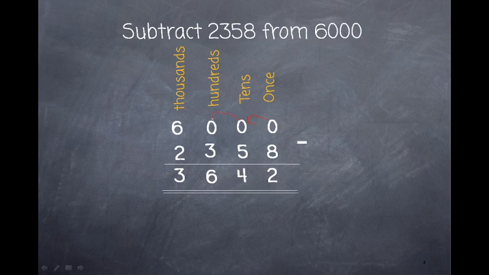Then tens goes to hundreds. Hello, hundreds, can you give me one? Hundreds says, I don't have any value. I am also 0. Can you please wait? I will help you. And it goes to thousands. Hello, thousands, can you give me one? Sure, I will give you.